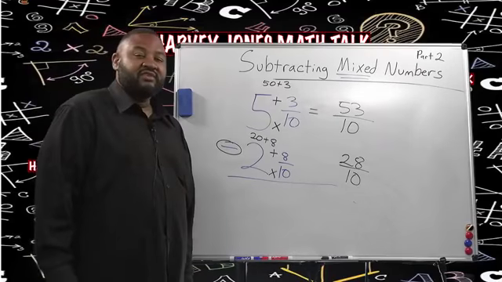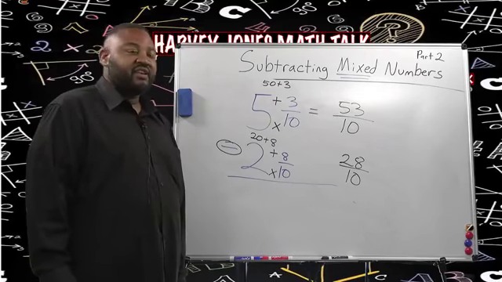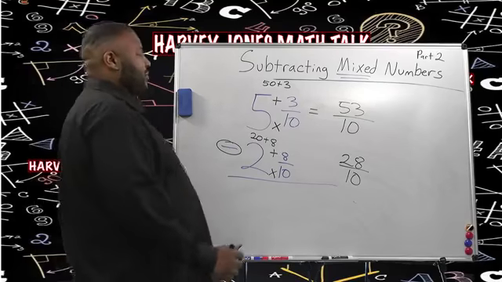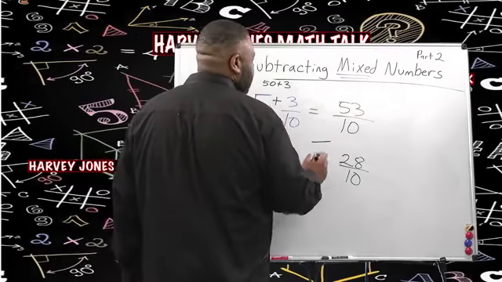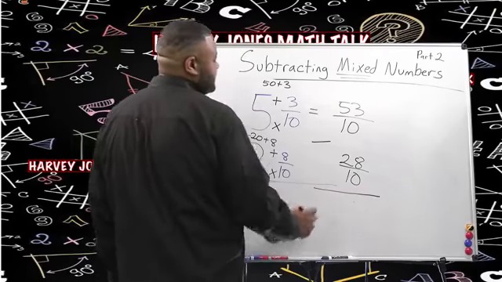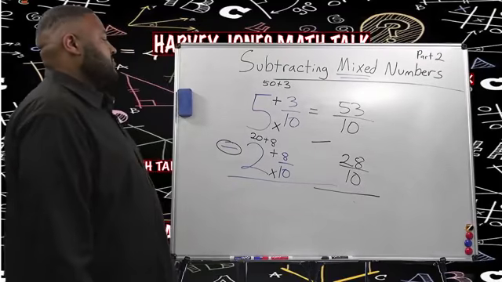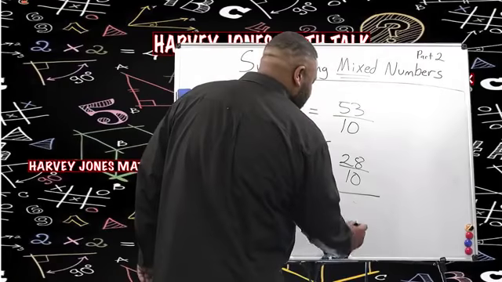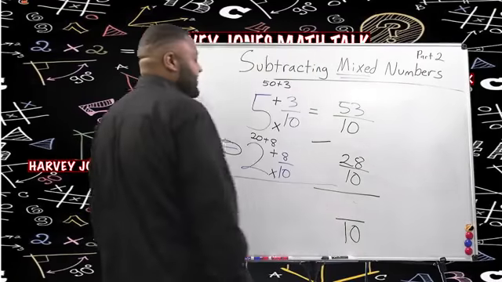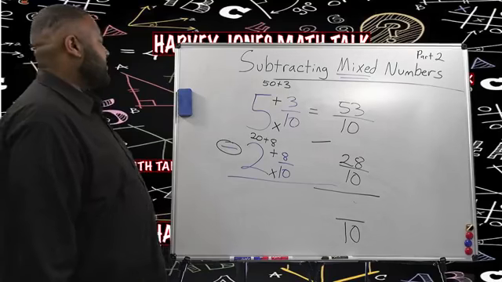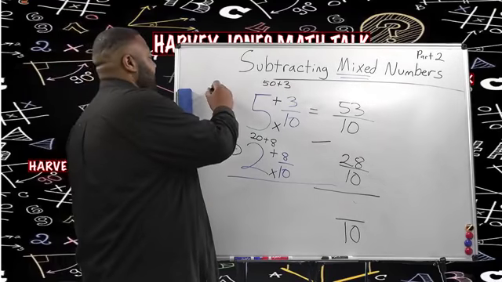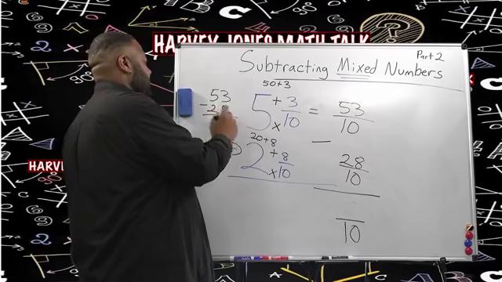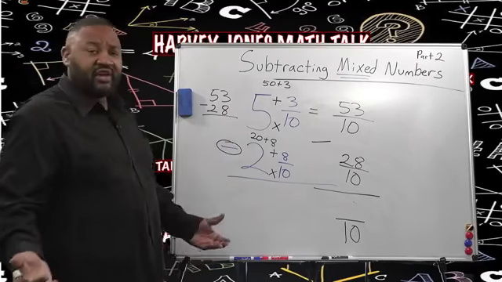Questions or concerns thus far? If you've got questions, put them in the chat. But all I'm doing right now, I've got to bring my what over? I bring my operation, which is what? Subtraction. My denominator is going to be 10 because our denominator is going to stay the same. I'm going to come over here, 53 minus 28. Why am I subtracting? Because that's the original operation.